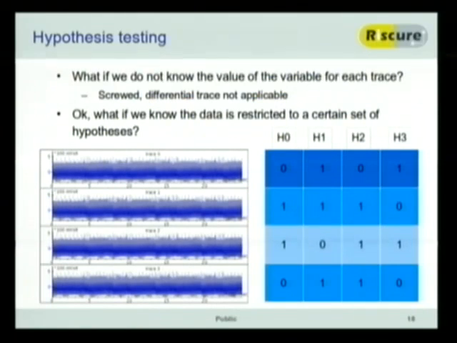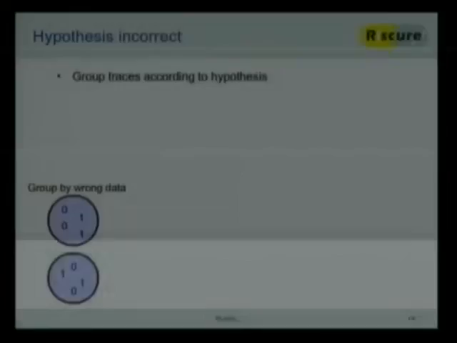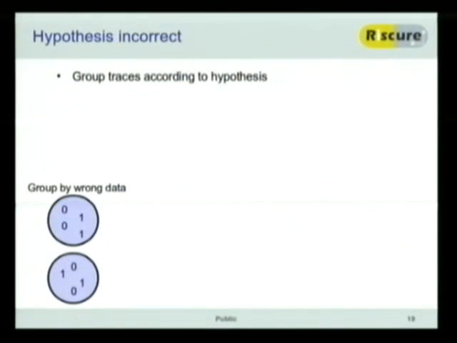Now, we don't know which one beforehand, so we're going to try them all. So either a hypothesis is right or it's wrong. So let's first see what happens if you take a wrong hypothesis. Again, we're going to calculate this differential trace. So the first step is we're going to group the data differently. So here we've grouped them by the wrong data in both cases.